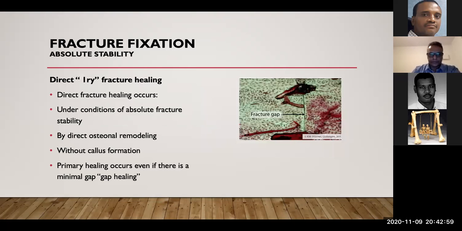And when we expand on direct or primary fracture healing, this occurs under conditions of absolute fracture stability by direct osteonal remodeling. And there is no callus formation, and primary healing occurs even if there is a minimal gap, and that's what we call gap healing. And this is a microscopic photo that shows this type of healing.